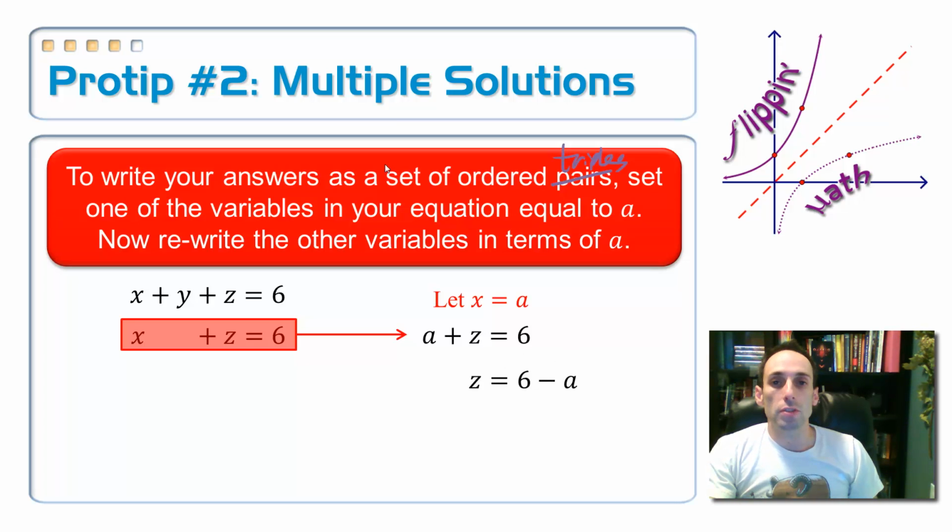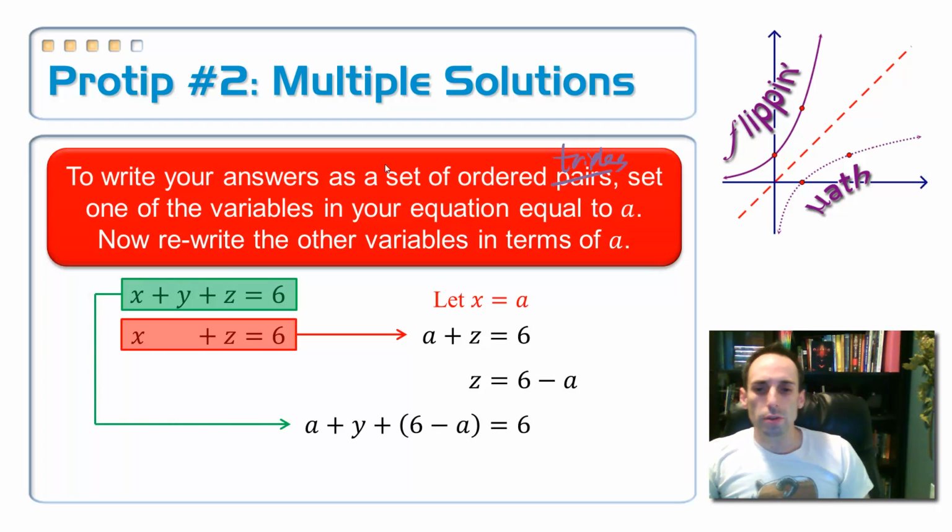So I have an expression for x, it's a. I got an expression for z in terms of a, it's 6 minus a. Now let's plug both of those, x and z, into the original equation, the top equation there, and get something for y, okay? So when I do that, the a goes in for x, and the 6 minus a goes in for z. Well, these a's are going to cancel out, and the 6 is going to subtract to the other side, and you're going to get y equals 0.